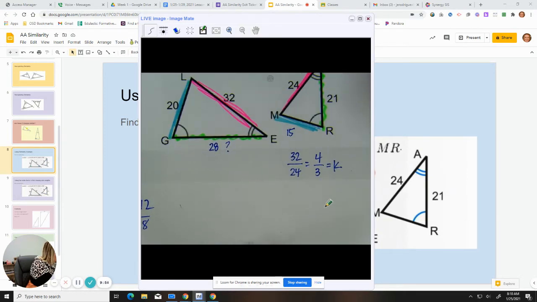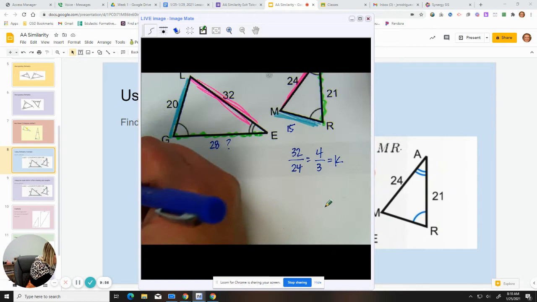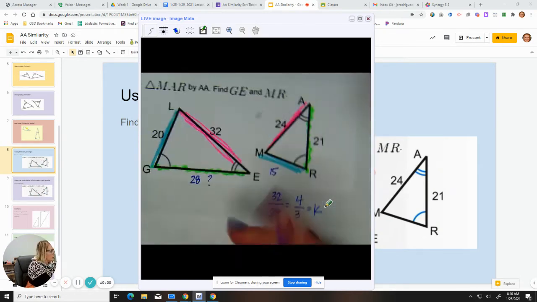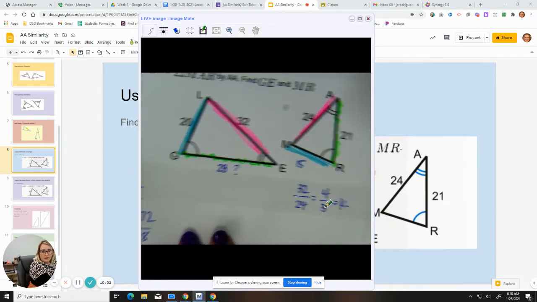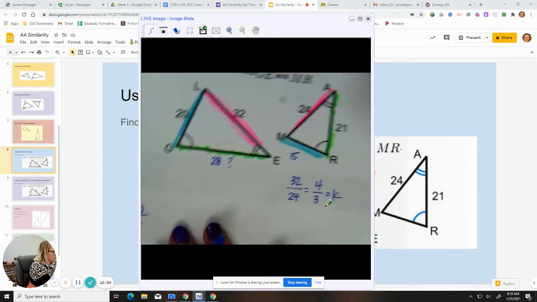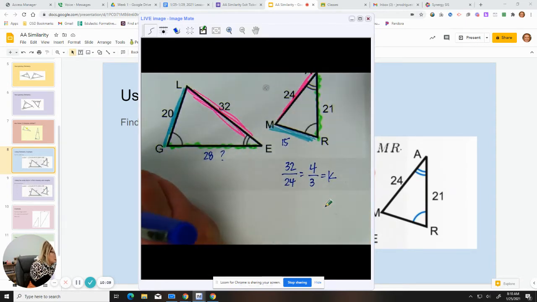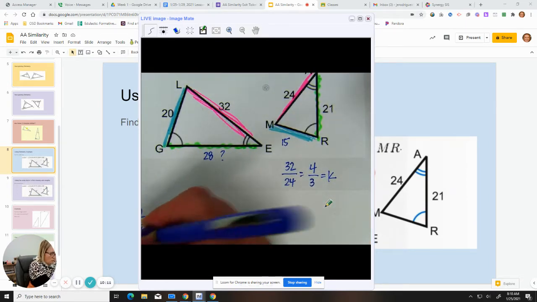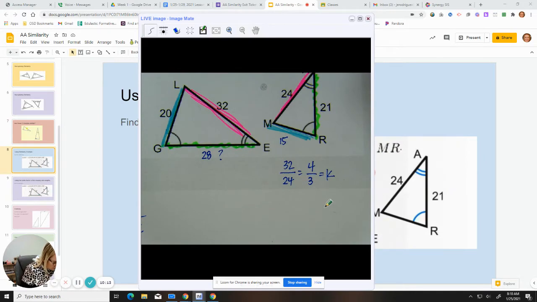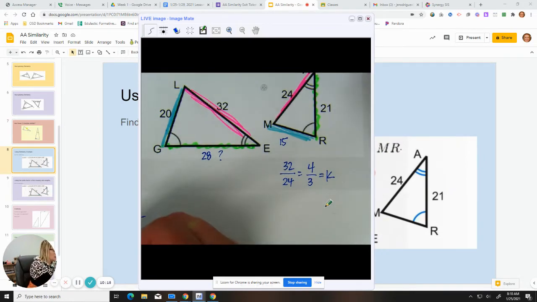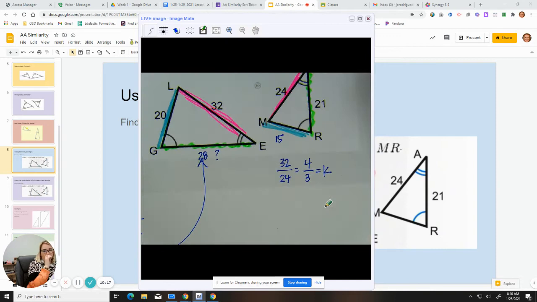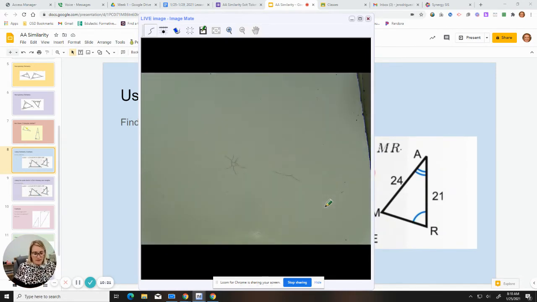Did I set that up right? Oh, you guys, silly me. I set it up wrong. 21 over 24. 21 over 24, x over 32. I was like, this doesn't seem right. Now we're dividing by 24. 672 divided by 24 is 28. So then you see that you've matched that up. Okay, so let's do another one of these.